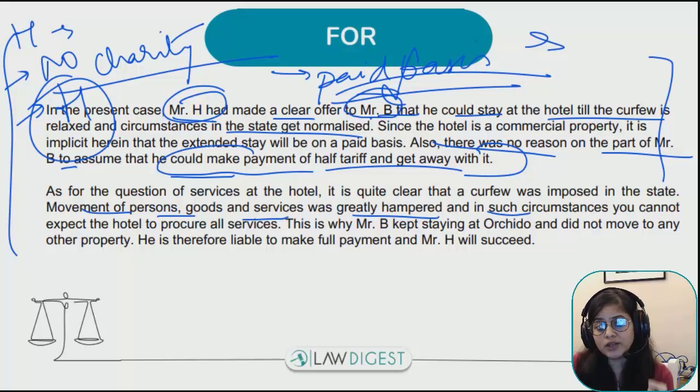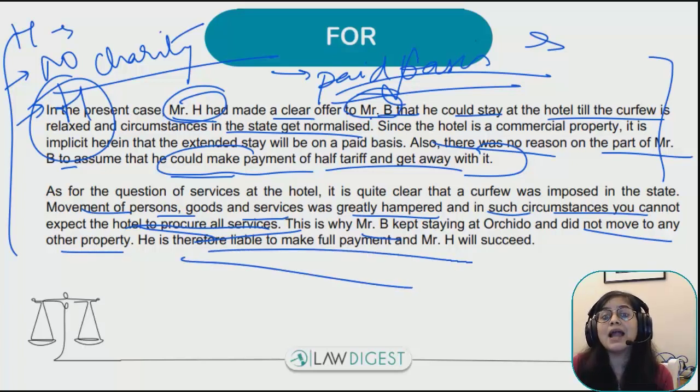Now, further it says, and in such circumstances, you cannot expect the hotel to procure all services. So we are hinting at the probability of a situation. We are not saying that this does exist definitely. Because had there been definite situations, then we would have had one answer only. Here we are writing for and against, meaning there are a lot of probabilities that are there. Now, further, the fact that curfew situation is there is the reason why Mr. B kept staying at Orchido and places were not open. He could not have gone anywhere else, which is why he did not move to any other property, because the situation was such. Safety issues are always there, so he will be liable to make the full payment.